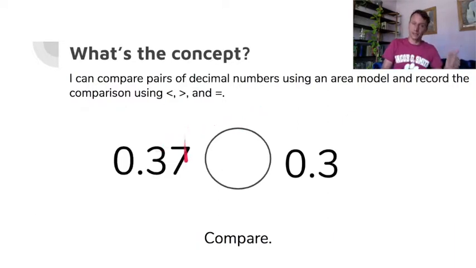Here we go. 37 hundredths compared to 3 tenths. Now there will be a tendency here to say, 3 is less than 37, so 37 is greater than 3. You might be right, you might be wrong, but that is the wrong logic. We are not doing a coin flip here. 3 tenths is equal to how many hundredths? Yes, 30 hundredths. So now 37 hundredths is more than 30 hundredths.